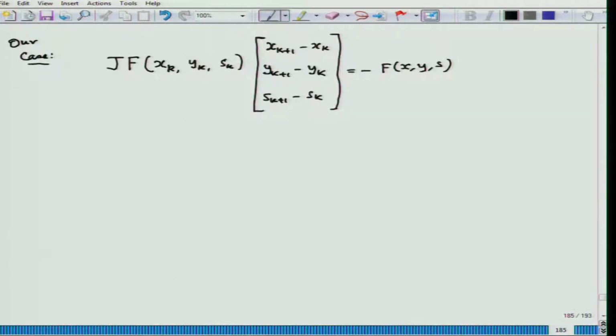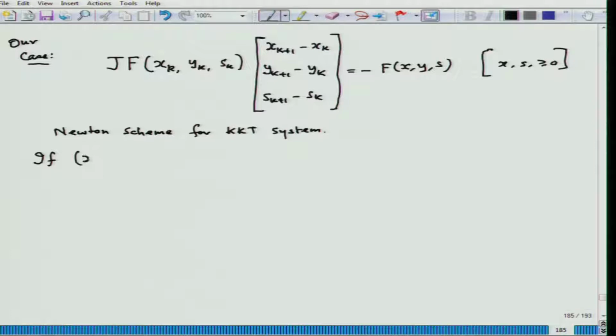Of course, you have to have that x and s are greater than 0. This is something you have to keep in mind. So, this is the Newton scheme for the KKT system, but there is something interesting. Now, this would be k, I had made a mistake, this is x k, y k, s k. Now, if x k, y k and s k are in the strictly primal feasible cross strictly feasible dual, or the equivalent problem, then what would happen? Then how do I write down the KKT system?